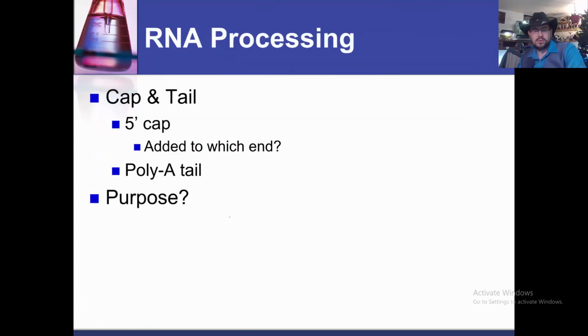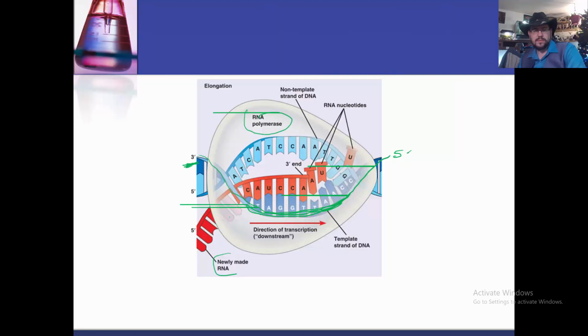Here's my newly made mRNA there. And it continues being produced from the 3' end, right? So here we can see, because we're making something anti-parallel, our template's 3'. So our transcript is 5'. And we add new nucleotides down on this 3' end. So we're growing basically from the front.